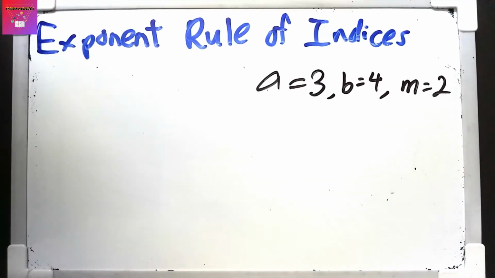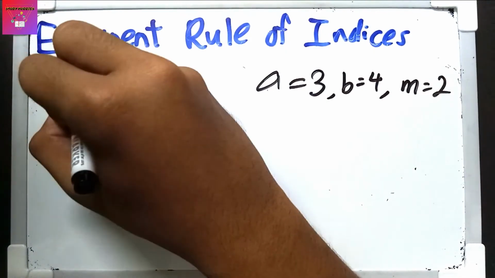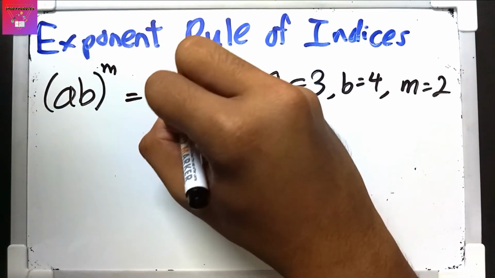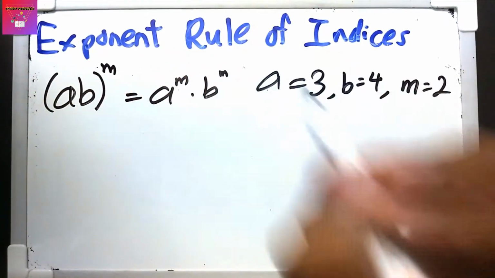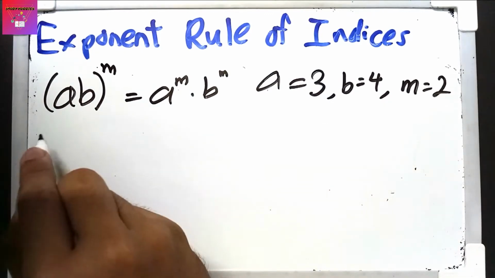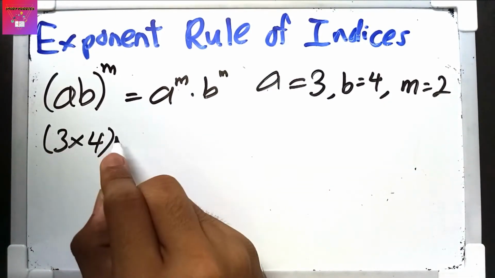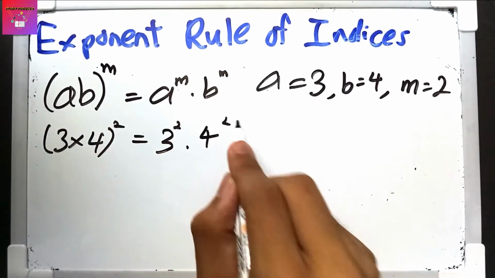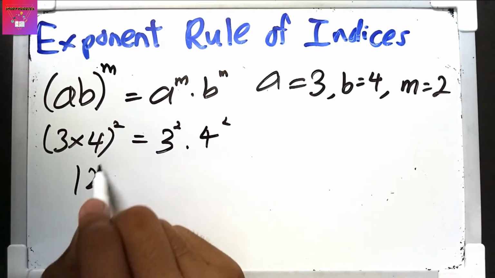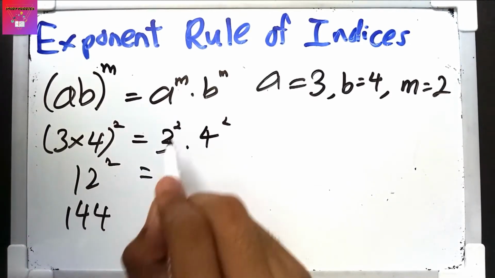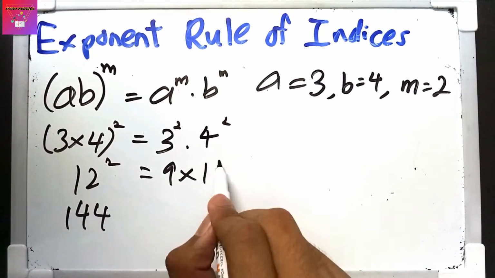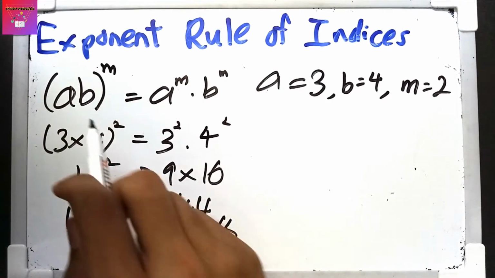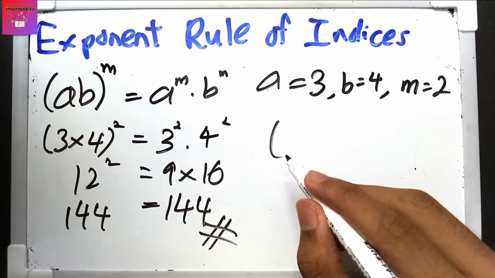So now we are going to look at the fourth exponent rule, which is (ab) to the power of m equals a to the power of m times b to the power of m. I'll just prove it again as what I did in the previous part. So (3 times 4) to the power of 2 equals 3 squared times 4 squared. So 3 times 4 you're going to get 12 squared, which is going to be 144, whereas for 3 squared you're going to get 9, and 4 squared you're going to get 16, which is also 144, proving that they are equal.